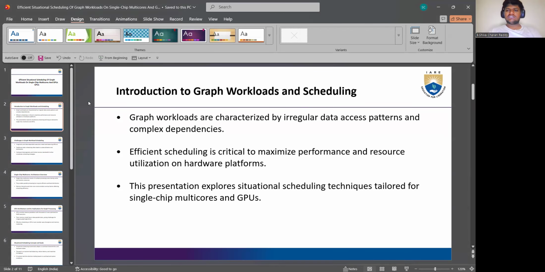Graph workloads are characterized by irregular data access patterns and complex dependencies. Efficient scheduling is critical to maximize performance and resource utilization on hardware platforms. This presentation explores the situational scheduling techniques tailored for single chip multicores and GPUs.